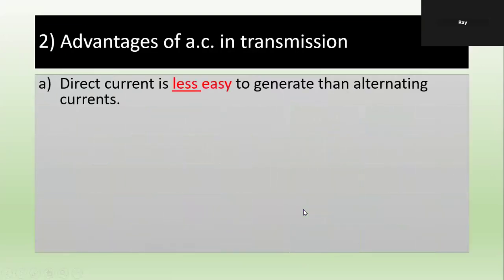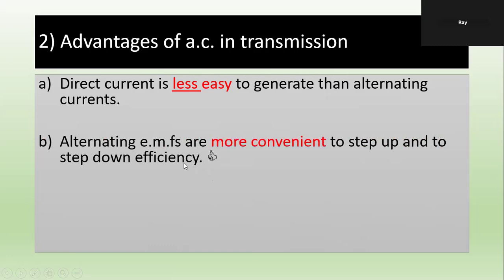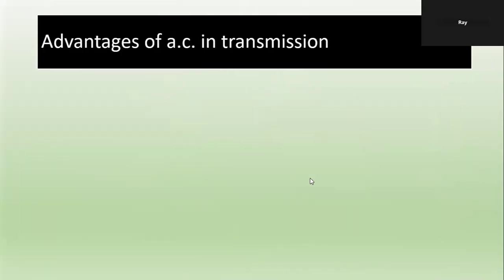Advantages of AC transmission. Direct current is less easy to generate than alternating current. Alternating current is easier to generate. Alternating EMFs are more convenient to step up and step down. That's the advantage: you can step up and step down. This reduces energy loss in cable.